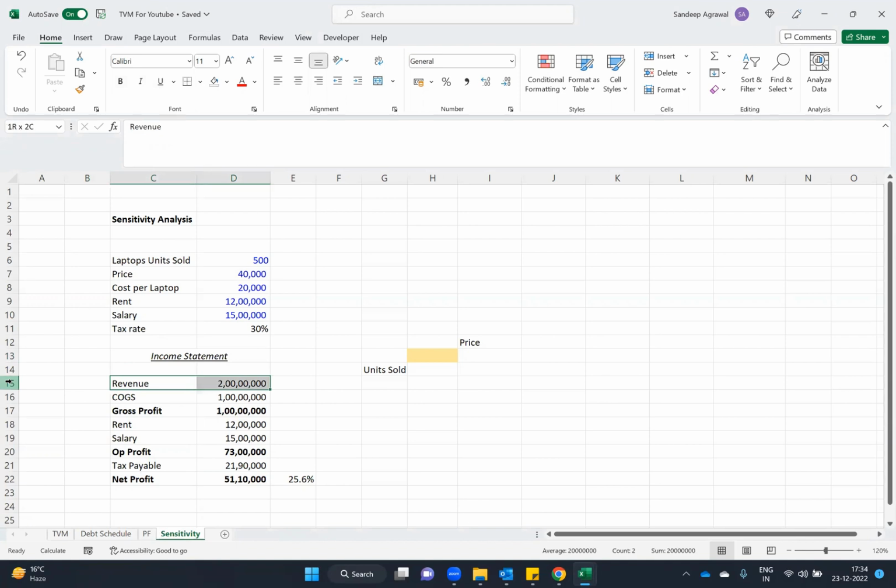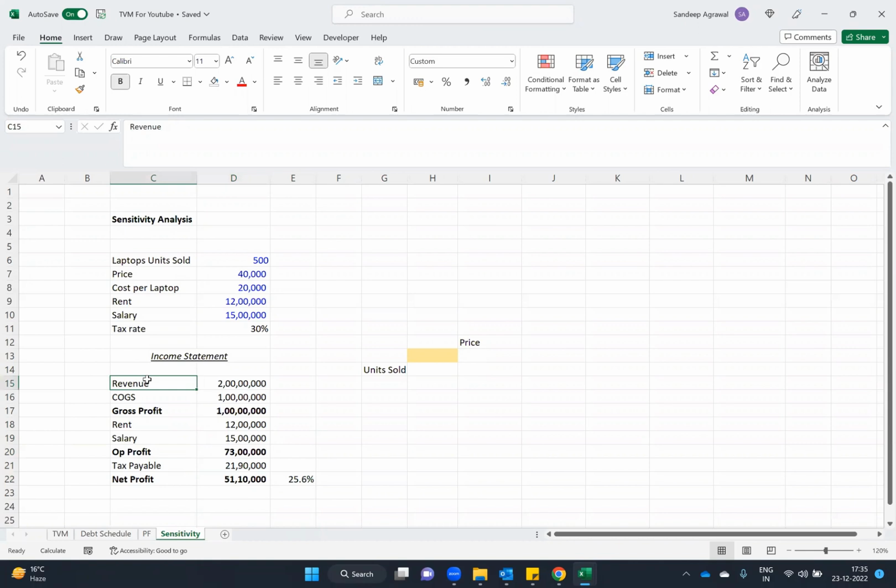So the revenue for the company is 2 CR. The cost of goods sold, which is a direct expense, is 1 CR. Gross profit is 1. Then we have a rent expense as 12 lakhs. Salary expenses is 15 lakhs, and then we have an operating profit of 73 lakhs. Further, we have a tax liability of 21 lakh 90,000, and then we have a bottom line which is net profit of 51 lakh 10,000.